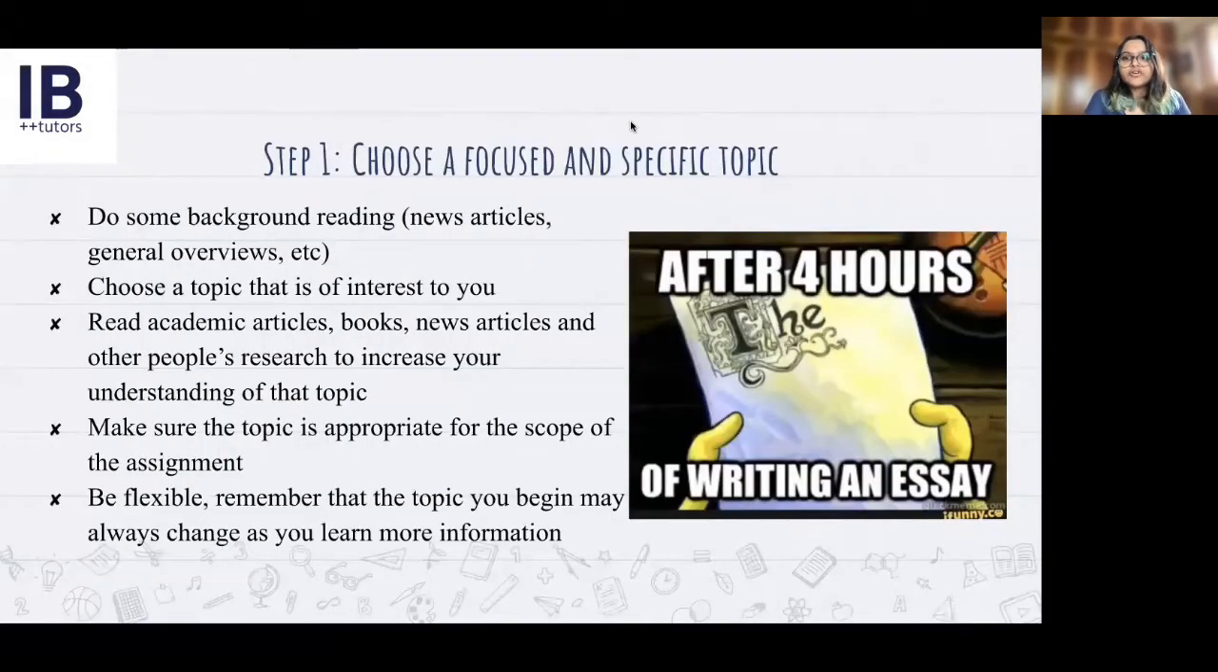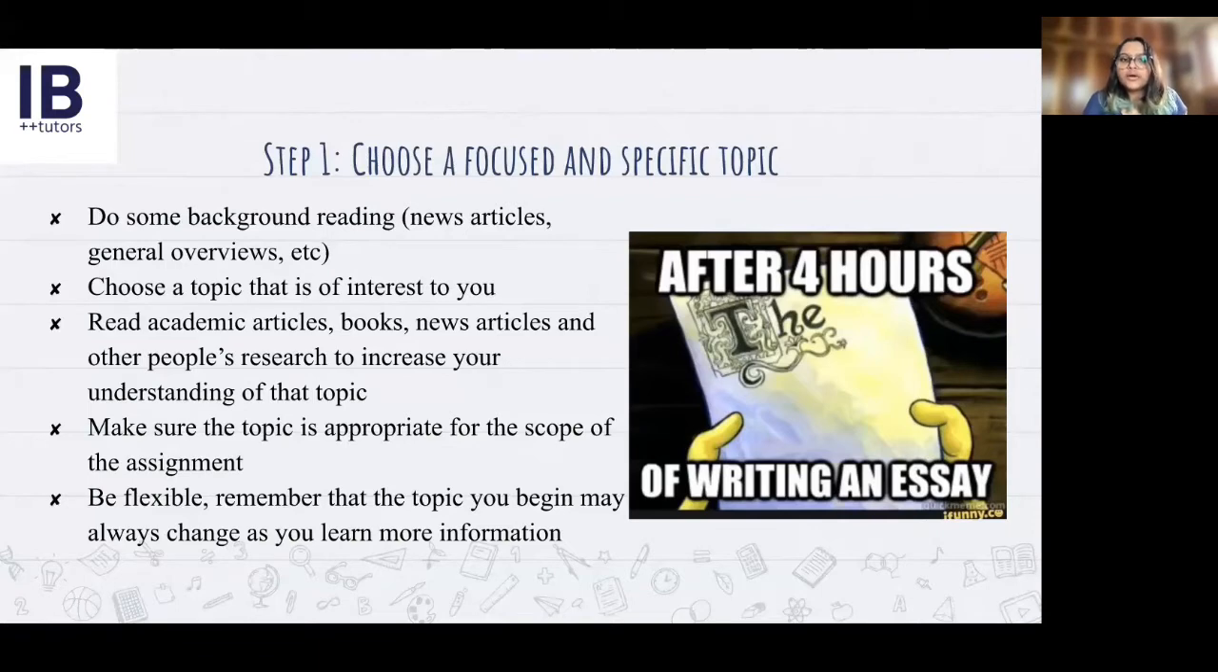The first step to writing the perfect essay in the IB is to choose a focused and specific topic. To get to this point, you need to do some general background research and reading in the subject itself. And once you do these readings, you can read news articles, general overviews of the subject, blog posts, etc., until you find a topic that is of interest to you.